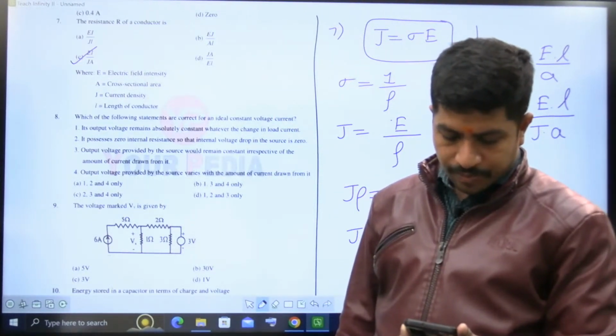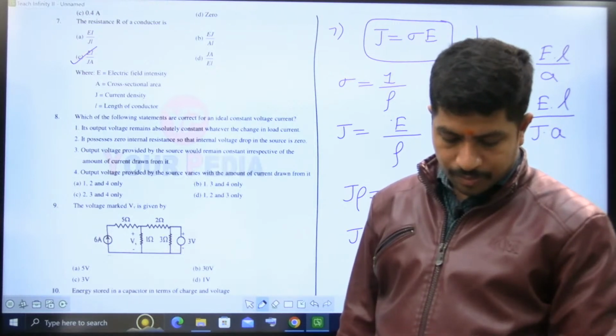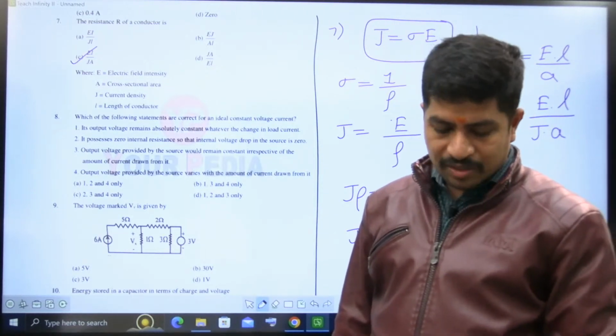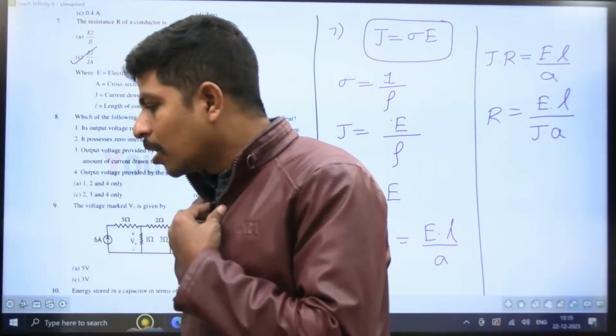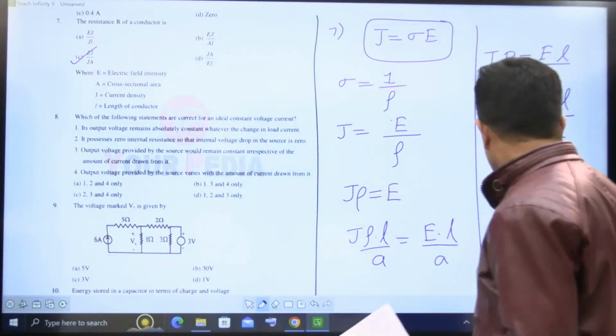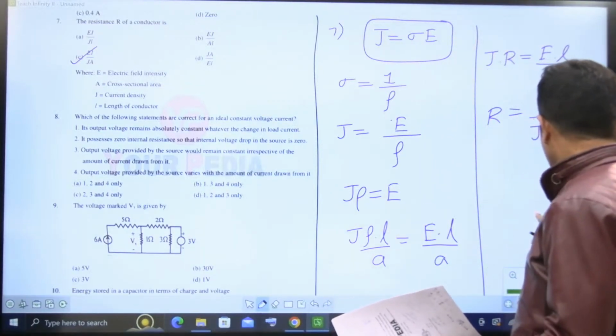So let's go ahead with the questions. I think it's not giving any echo. Sir, could you please zoom the screen? See, maximum zoom is this much only. Maximum zoom I went for.